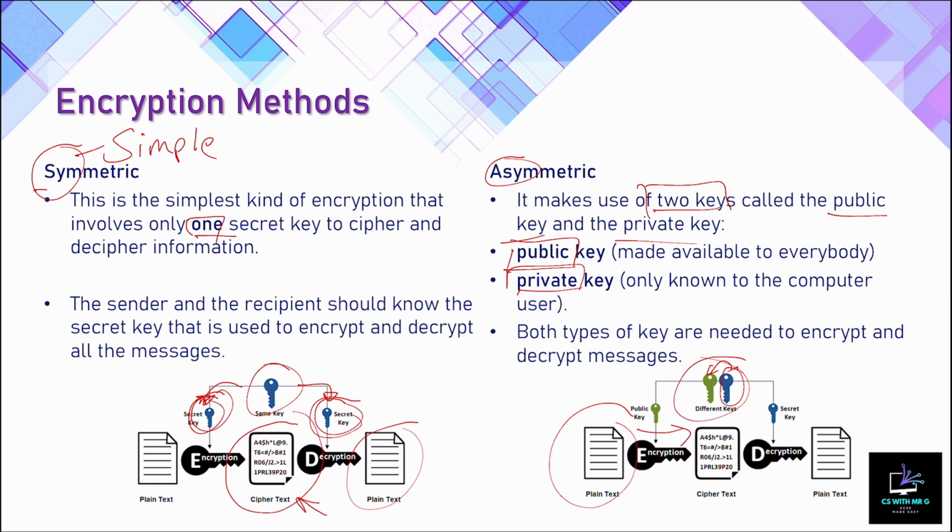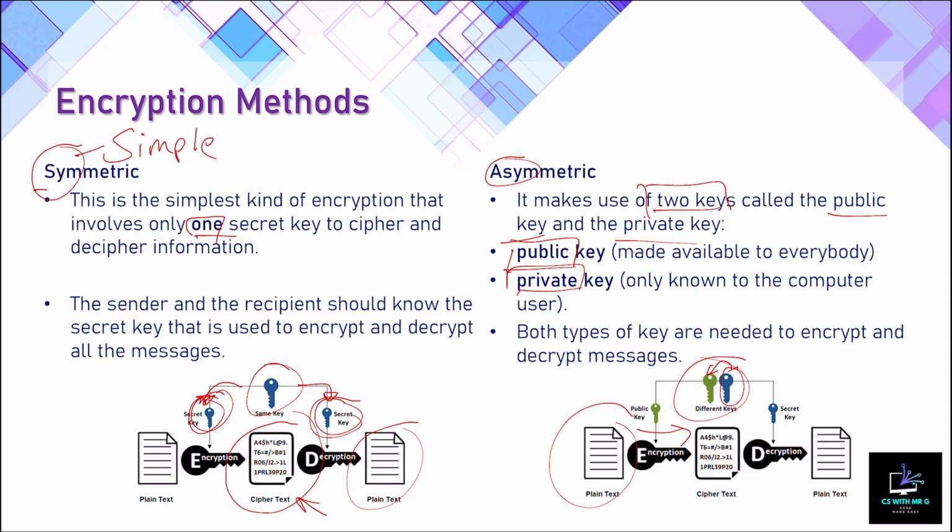It's kept private. So symmetric, only one key to encrypt and decrypt. Asymmetric uses two keys. It uses a public key to encrypt it, and it uses the private key to decrypt it. Public key made available to everybody. The private key only accessible by the person decrypting the data.